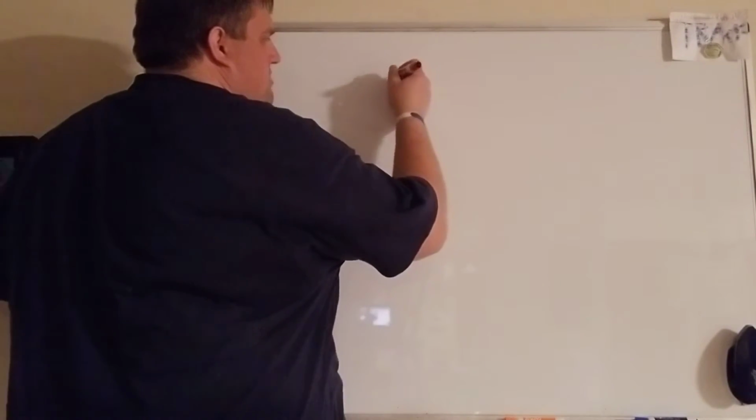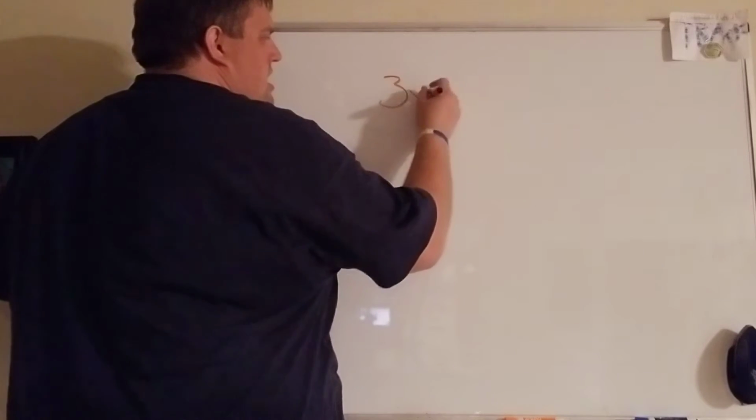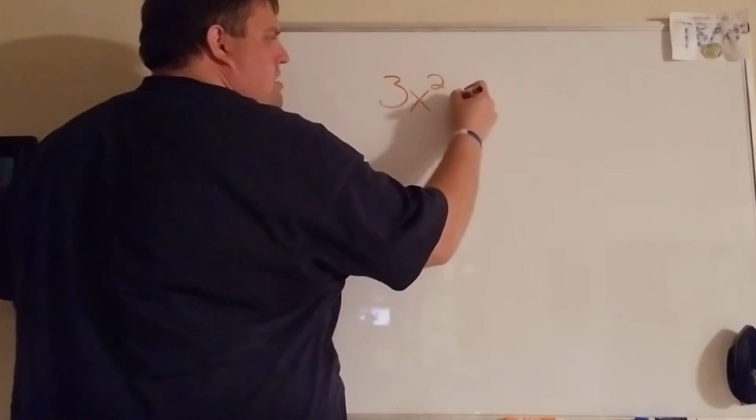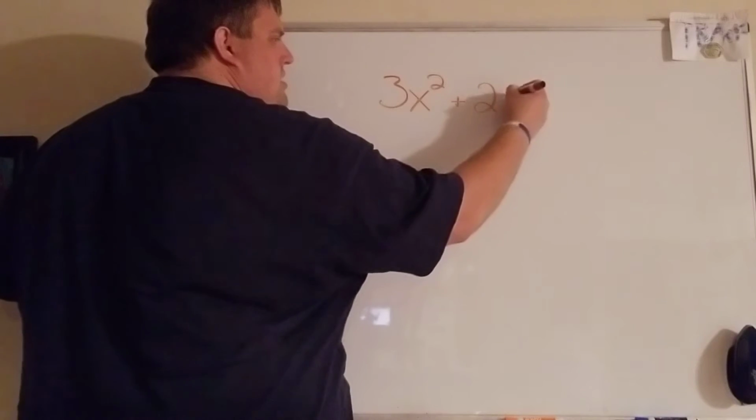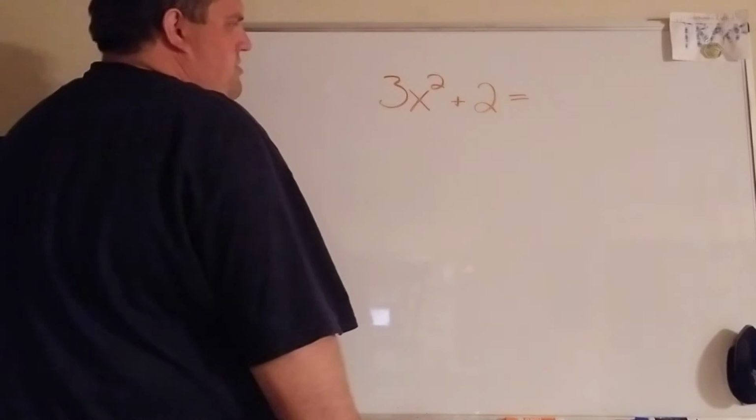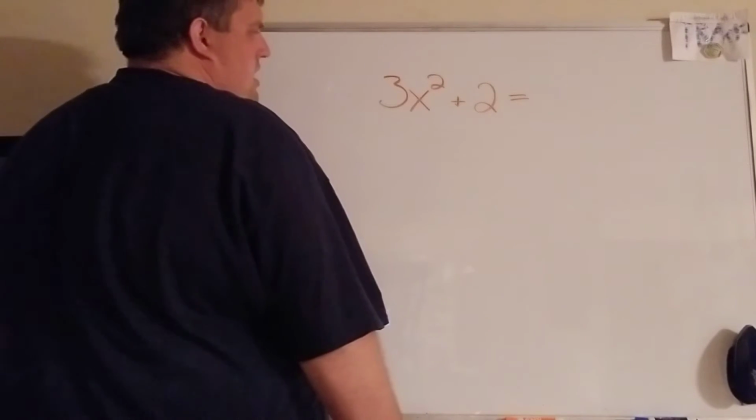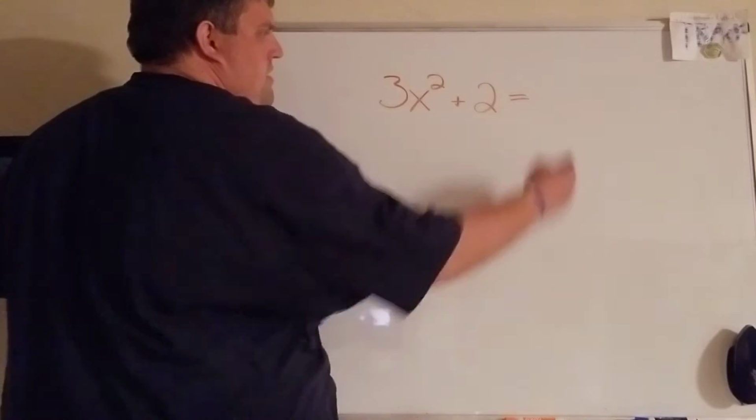So let's say something like 3x squared plus 2 equals, I don't know what it equals, 11.